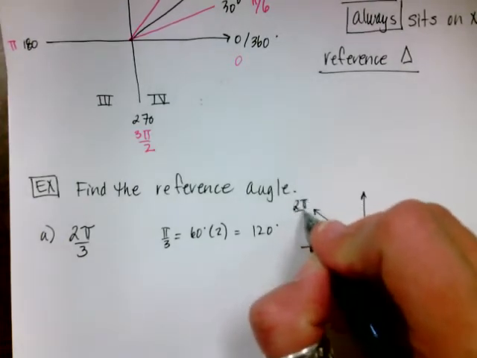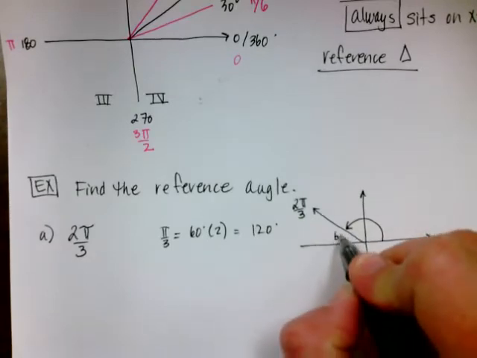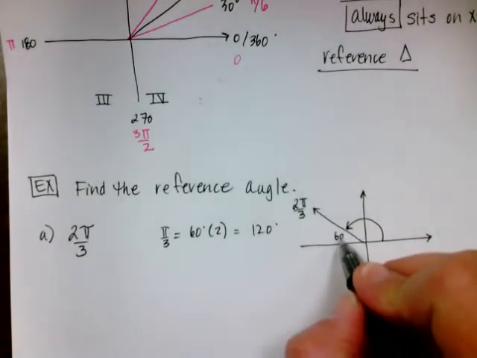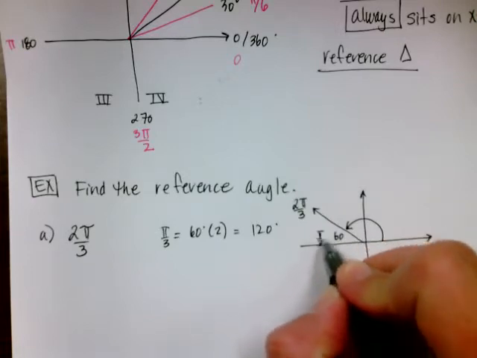This is 2 pi over 3. This is 120. That means this is 60. So the reference angle is going to be 60 degrees, or I'll write it over here, pi over 3.